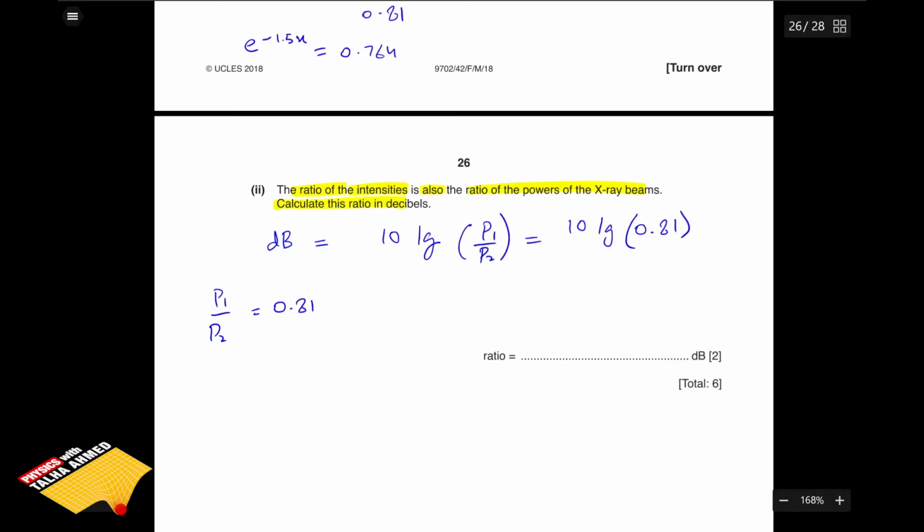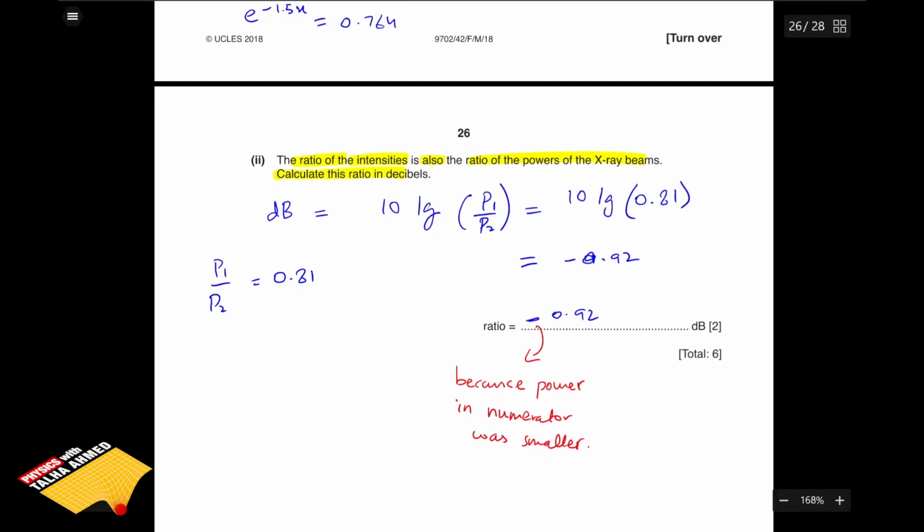We're just going to insert that into our calculator, and what we'll get is negative 0.92 decibels. Now, many students might get confused by the negative sign, but remember you have to include the negative sign. It is the right answer. Just remember that whenever inside a log or a natural log you have a number which is less than 1, you're always going to get a negative answer. The power in the numerator was a smaller value than the power in the denominator. That's why the ratio was less than 1. And whenever the actual ratio is less than 1, the ratio in decibels is going to be negative.